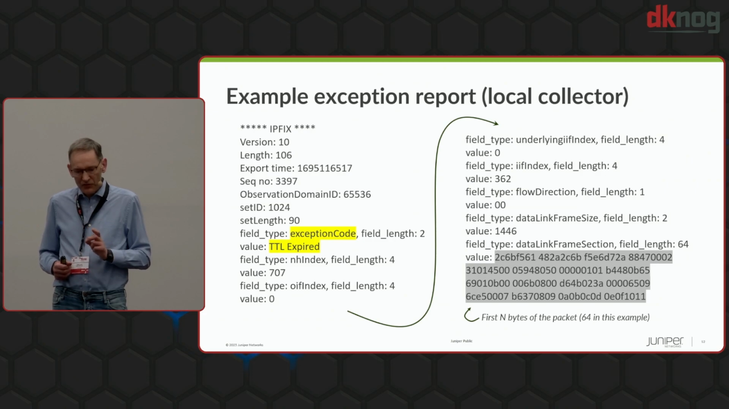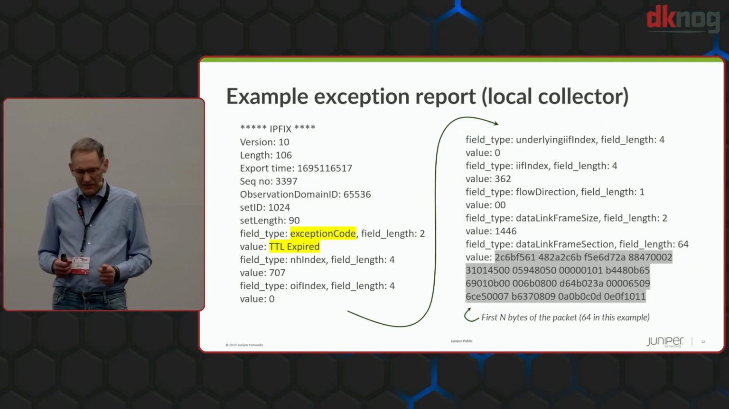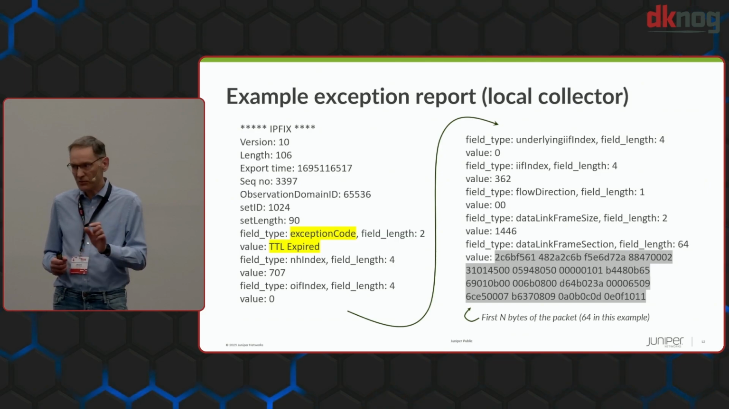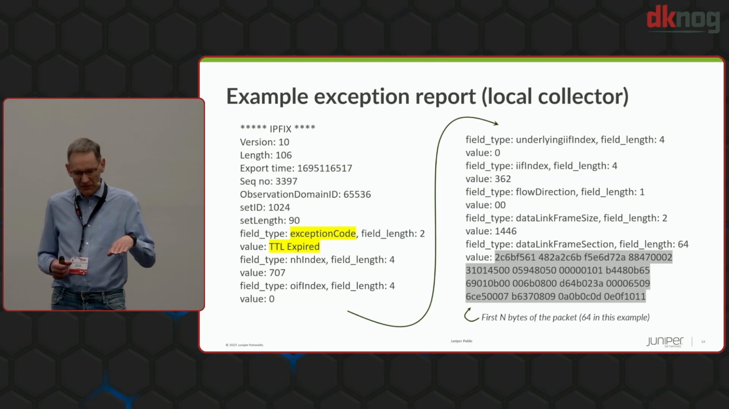And so first of all, you can see highlighted in yellow the exception codes. That was the reason this particular packet had been dropped. And the value has been translated into human readable text here; in the actual physical IPFIX packet, it's a numerical code, of course. And so you can see TTL expired highlighted there in yellow. But we can look at some of these other fields as well.